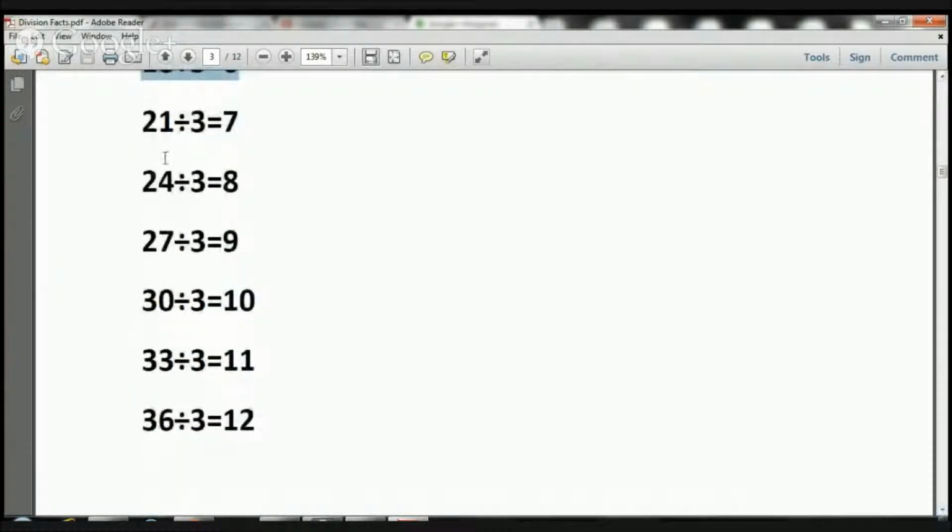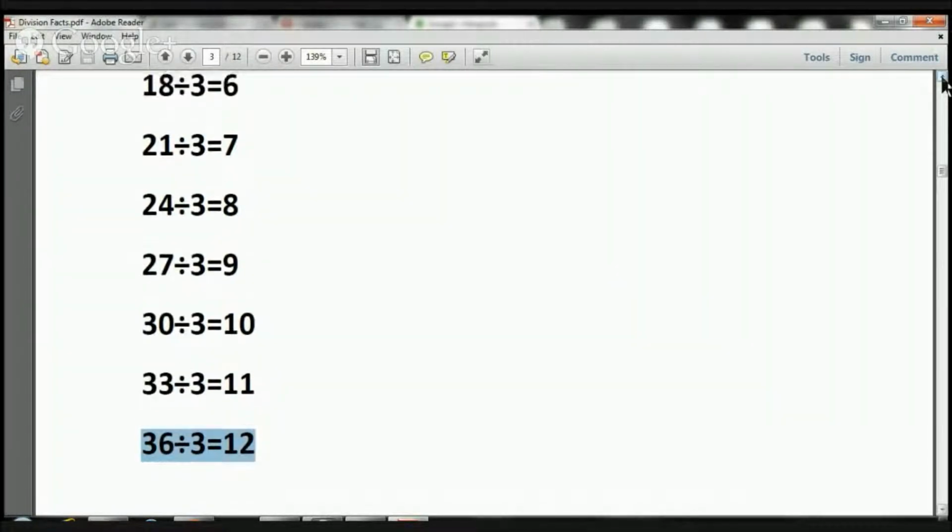Ready? 21 divided by 3 equals 7. 24 divided by 3 equals 8. 27 divided by 3 equals 9. 30 divided by 3 equals 10. 33 divided by 3 equals 11. And finally, 36 divided by 3 equals 12.